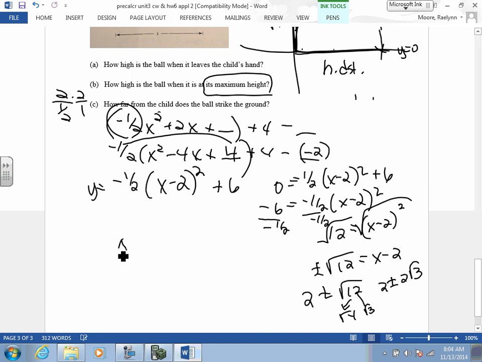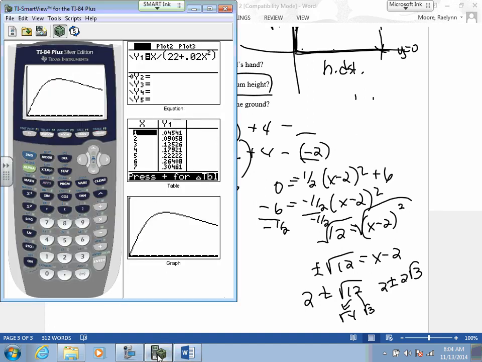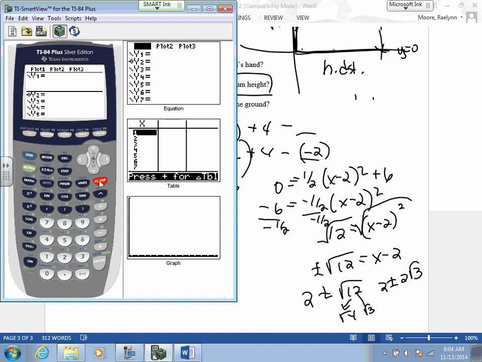Positive, because we want it ahead of her. So when it hits the ground, it will be 2 plus 2 radical 3. And you can do this whole thing in your calculator as well. And how do I find how it hits the ground? In my calculator. Don't do trace. Second trace, and what are you going to look for? Zeros. Good. Very good.